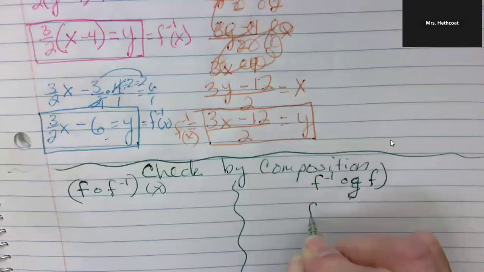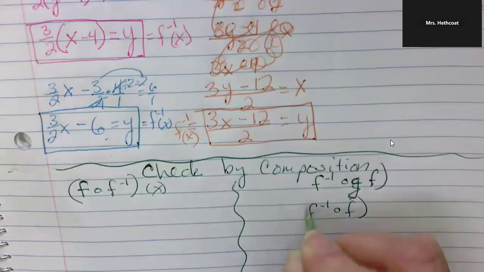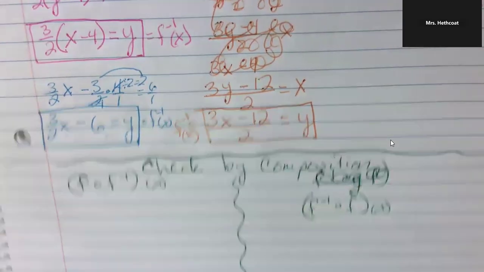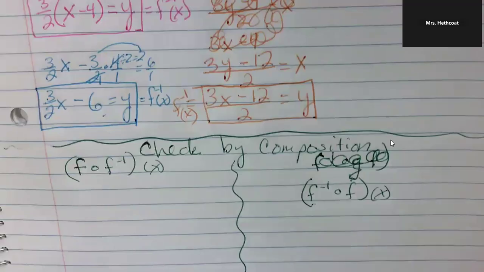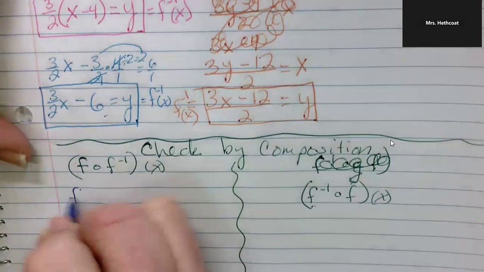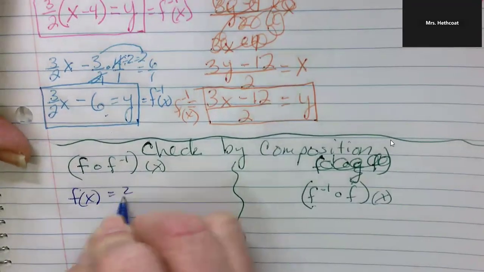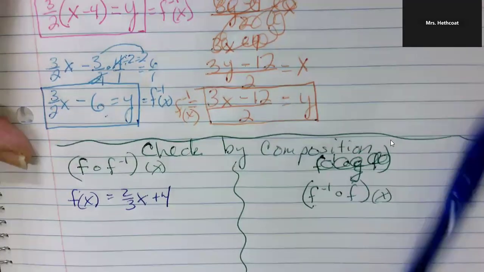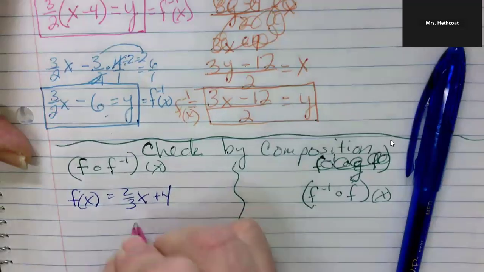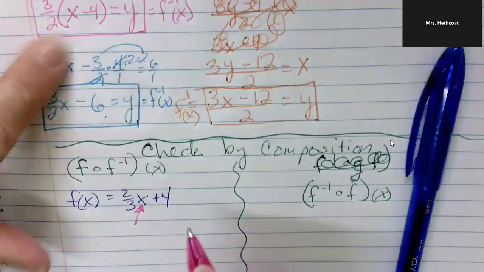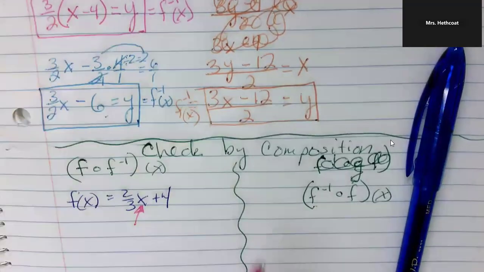I'm going to rewrite that. There you go. Then we go to that page where we have our 14 different steps that we take to do composition. First, we start by writing the original problem. Our original problem was 2 over 3x plus 4. Then we're going to draw an arrow, and we're going to plug in one of our equations for our f inverse.